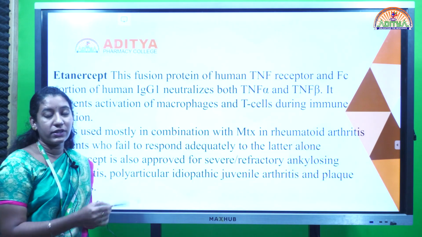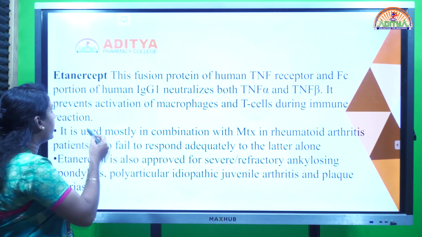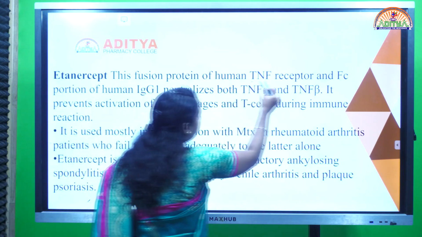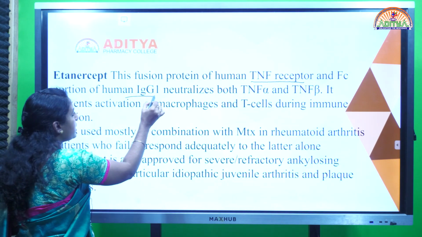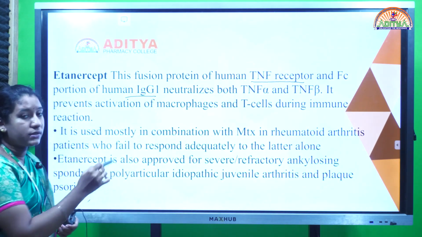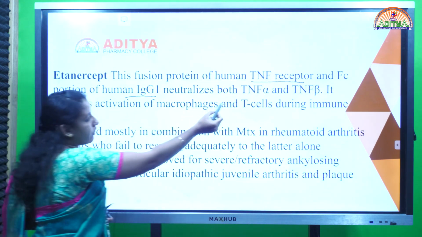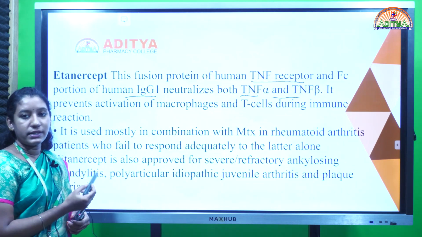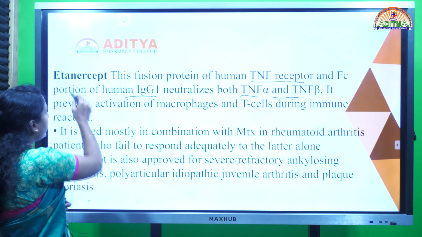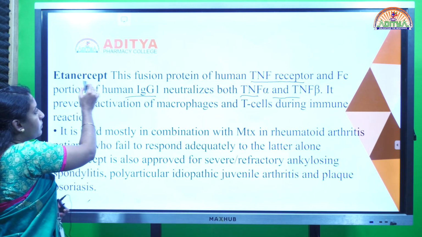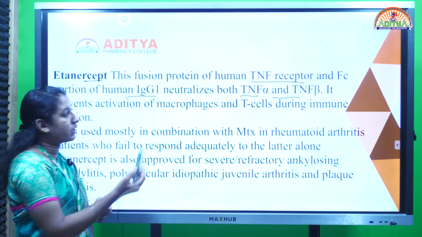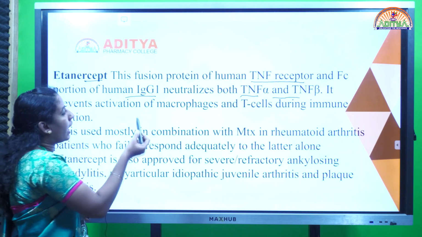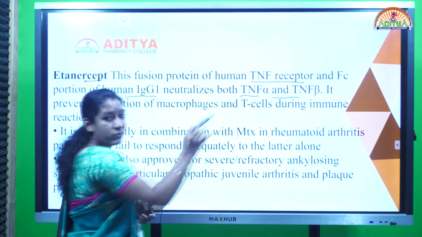And the first drug in this TNF alpha inhibitor class is etanercept. This is nothing but a protein in which the TNF receptor is fused with the human IgG1 antibody. So this etanercept will neutralize both TNF alpha and TNF beta. It is a fusion protein, fused with the human TNF receptor along with the antibody IgG1, and it neutralizes both TNF alpha and TNF beta receptors.